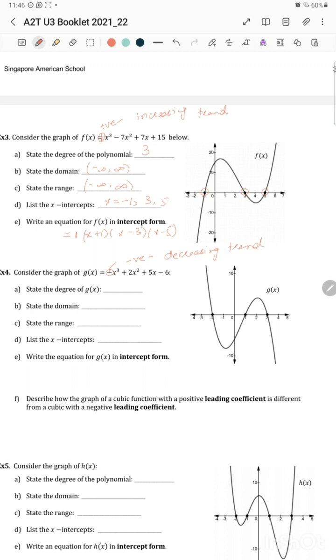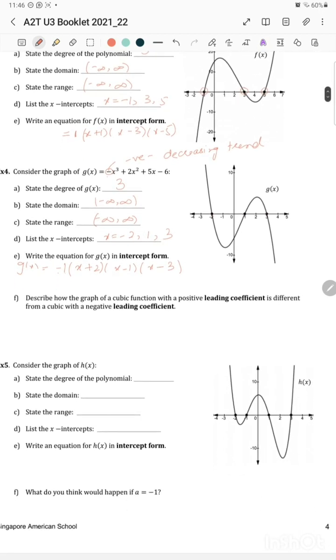State the degree of g of x. So 1, 2, 3. X-intercepts -2, 1, 3. Here I will put -1 because here it is negative, which means decreasing trend.